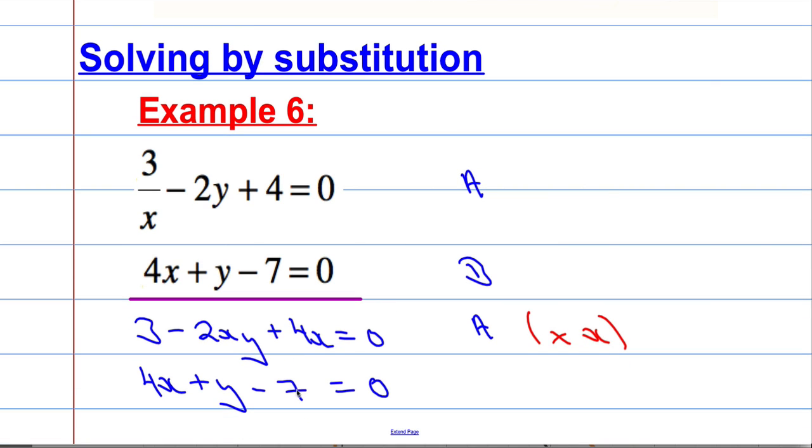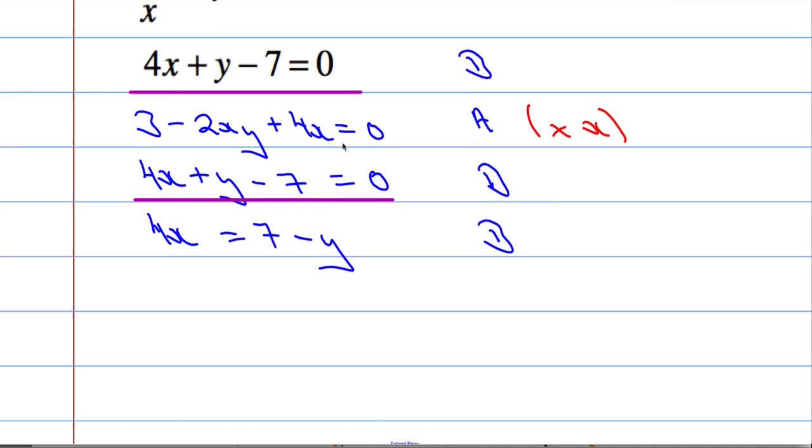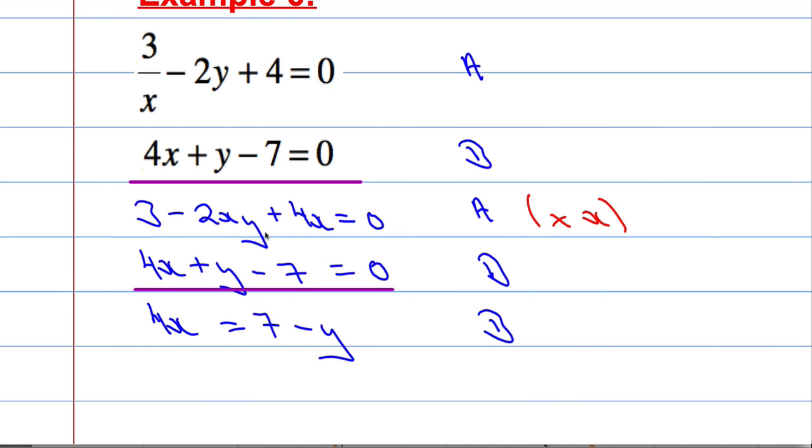And this one is actually going to work out quite nicely, because you might notice I'm going to isolate 4x here. So take equation B. I'm still going to work with equation B here. 4x will equal 7 minus y. So adding 7 to both sides, and then subtracting y from both sides. So 4x is 7 minus y. And you might notice in equation A, I have 4x.